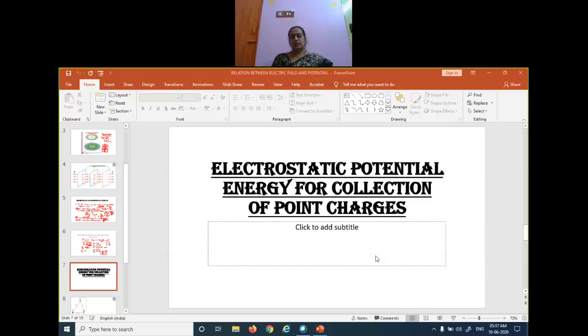Children, yesterday we were discussing equipotential surface and also the relation between electric field and potential. We found that the relation between electric field and potential is E equals minus dV by dx, which is also called the negative potential gradient.